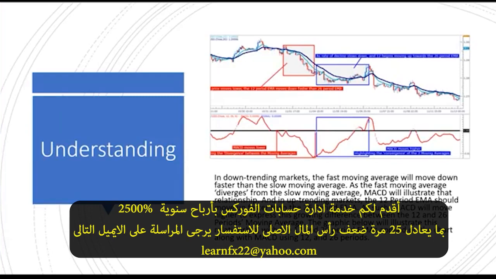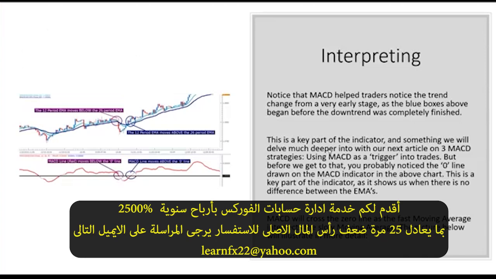The graphic above will illustrate this relationship with the 12 and the 26 period EMAs on the chart, along with the MACD using the 12 and the 26. So on the top, you can see these two EMAs on the chart, and you see what happens when we see it on the bottom. So notice the MACD helped traders notice the trend change from the very early stages, as the blue boxes above began before the downtrend was completely finished. This is a key part of the indicator and something we will delve into deeper.